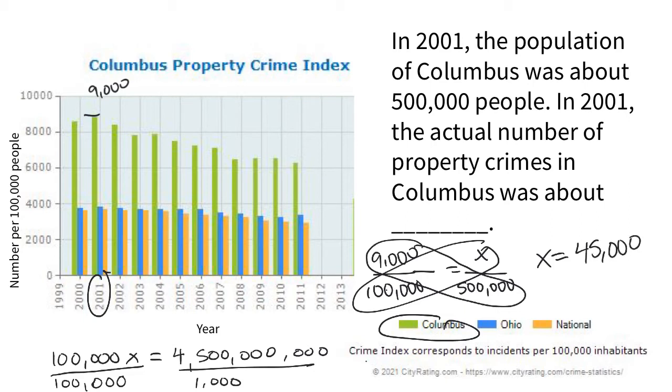45,000. So I know that in 2001, when the population in Columbus was 500,000 people, the actual number of crimes about property that took place in 2001 was 45,000 crimes.